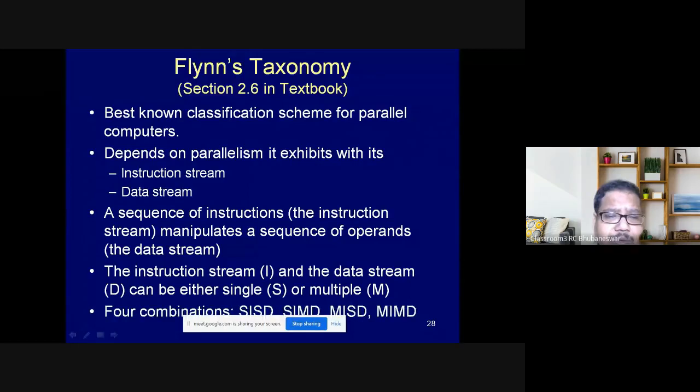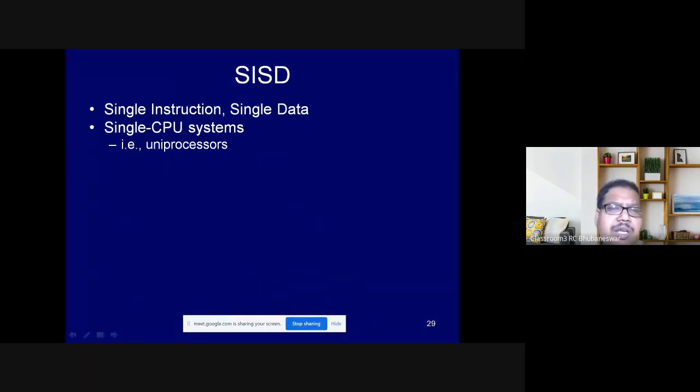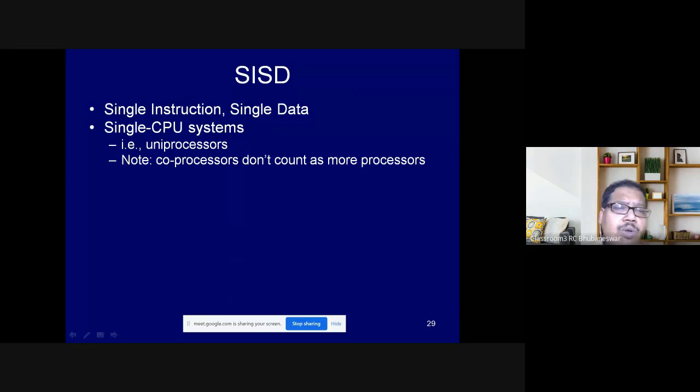So let's see what we have. We have basically four combinations. Most probably you know these things from the architecture part. One is single instruction, single data, then single instruction, multiple data, then multiple instruction, single data, and finally multiple instruction, multiple data. This kind of possible task we can go for. For single instruction, single data, we have a single CPU system and I don't have to go further.